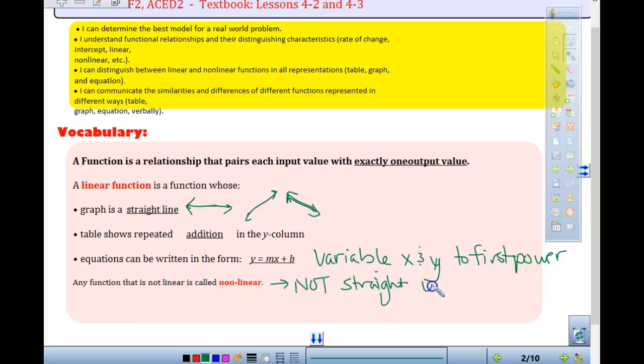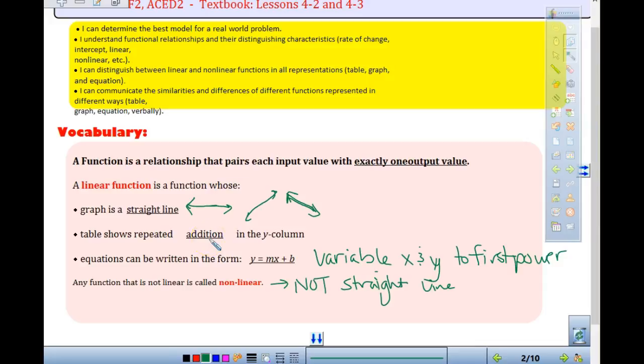Now, it seems kind of straightforward when we look at our equations. So when I look at the graph, it's not a straight line. If it's a table, it won't show adding the same thing. It might be add 2, then add 3, then -5, then +4, right? That would not be constant addition.